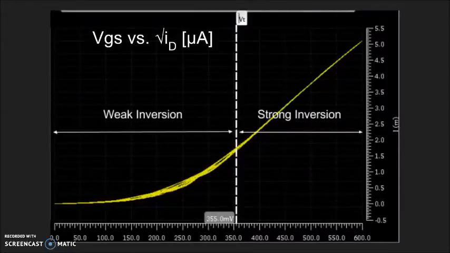Here we have the VGS versus ID curve. On the left we have our weak inversion region, and on the right our strong inversion region. We're going to be looking at the weak inversion region, when VGS is less than the threshold voltage of 355 millivolts, because that's where the good things happen. You can see on our right we have microamps of current, showing how we are operating with very low power.